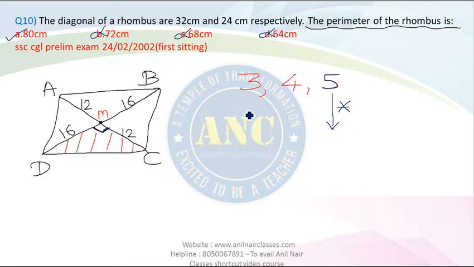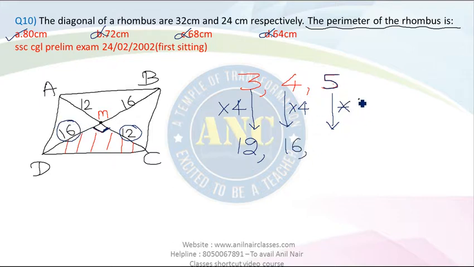Now see here, sir. Can I say that this is 3 into 4. 3 into 4 is 12. This is this side. 4 into 4 is 16. That is nothing but this side, right? That is nothing but this side. 5 into 4 is 20. That is nothing but opposite to 90, this side. One of the sides is 20. All the sides will be 20 only in a rhombus.